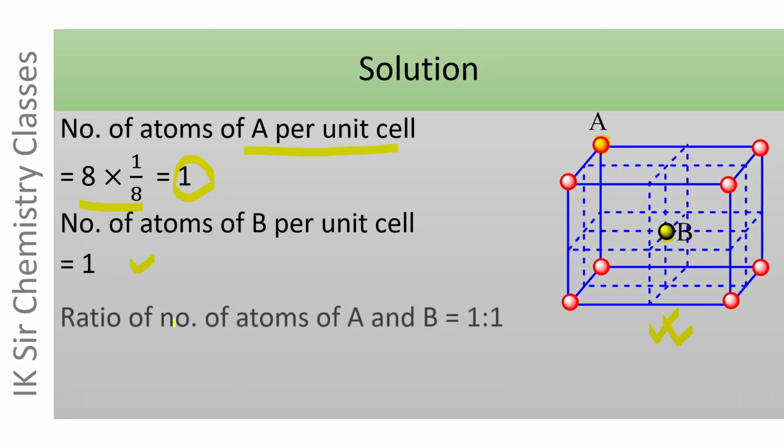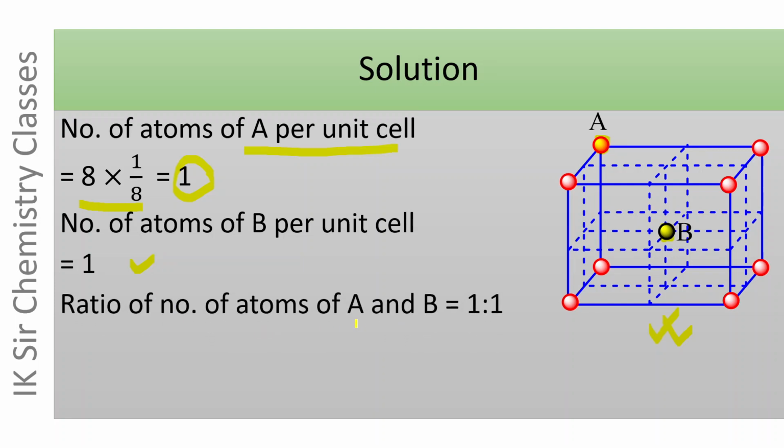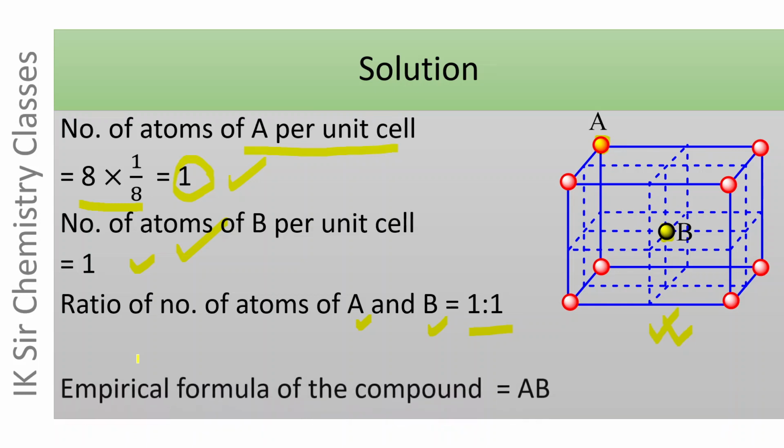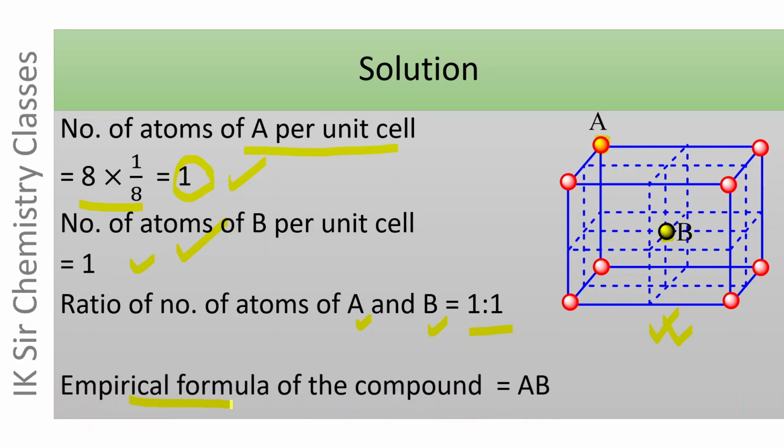Thus, the ratio of the number of atoms of elements A and B in the given compound is 1:1, and accordingly the empirical formula of the given compound is AB. It means atoms of elements A and B are present in 1:1 ratio.